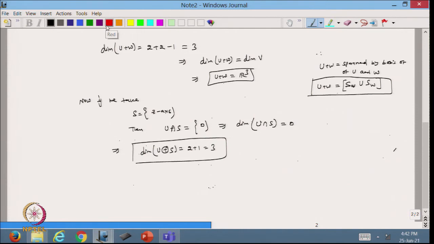After this, we define another terminology, and that is called coordinates of a vector.